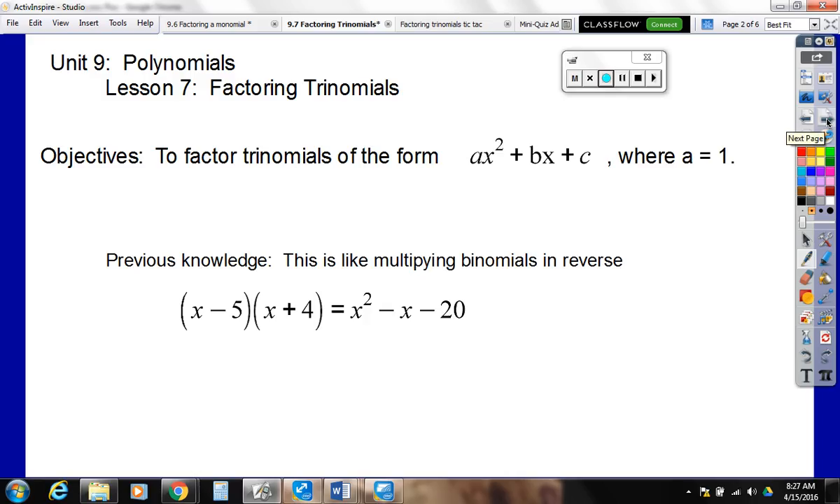So what we're going to be doing today is like multiplying binomials in reverse. So we have a binomial here that when you multiply this, you get this. And what we're going to be doing today is starting with this and coming up with this. So we're going to work backwards.